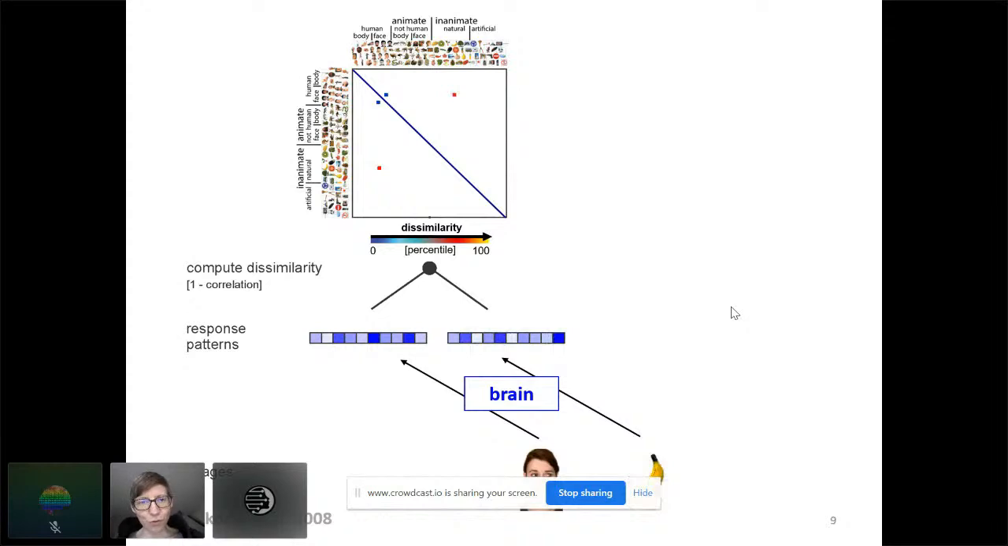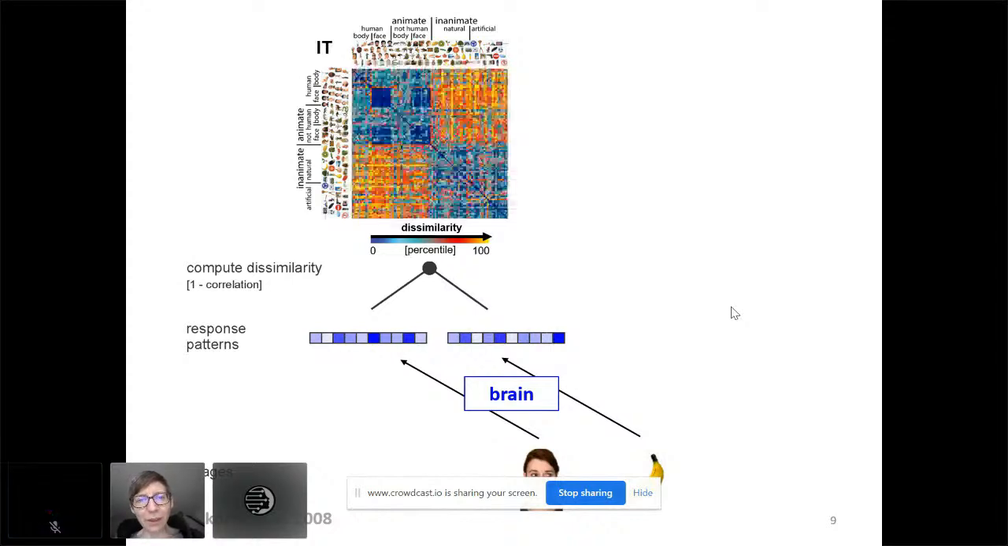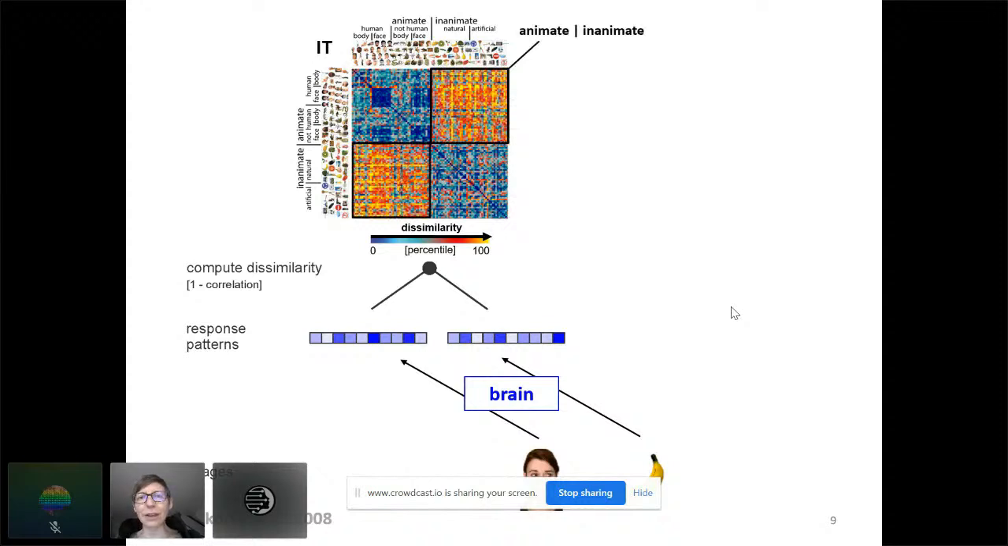Now I'm going to show you actual data from these human participants for IT. The data were averaged across the participants at the level of the RDMs. And when we look at this, we see quite clearly that there is structure in there. We can see that there is this animate-inanimate division, where if you have two objects, where one is an animate object and the other is an inanimate object, they elicit different response patterns. We also see a quite clear cluster of human faces. They elicit similar response patterns in IT.